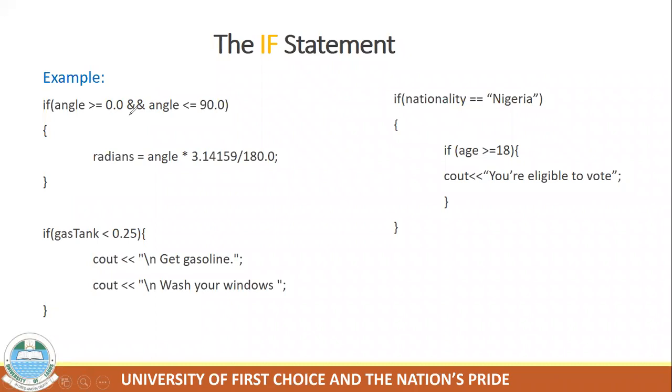So you can see our logical operator, you can see our relational operator. So for the statement here to be executed, this must be true. Likewise, the angle also must be less or equal to 90 before the statement here can be executed. Now, because we have a single line statement, you can decide to ignore your braces.